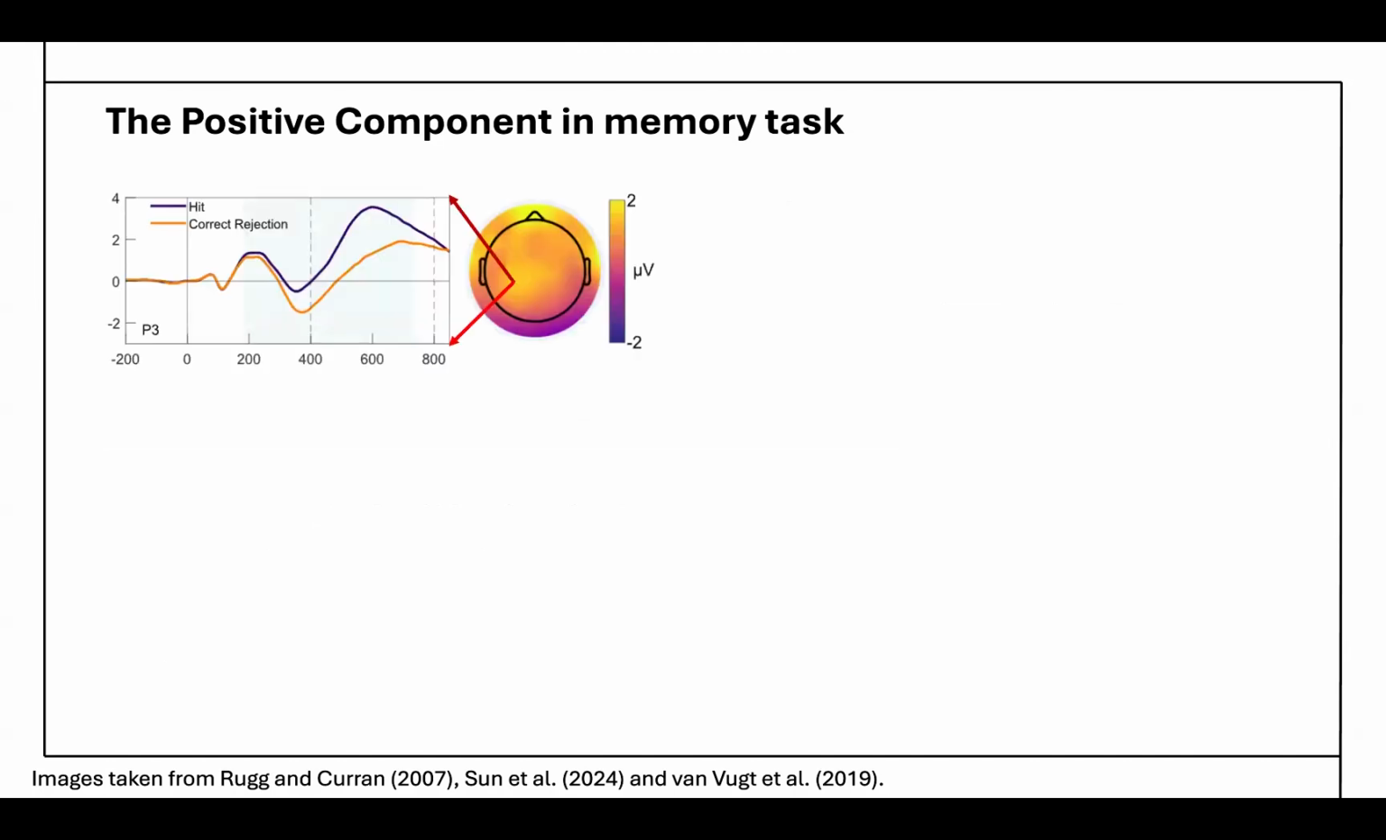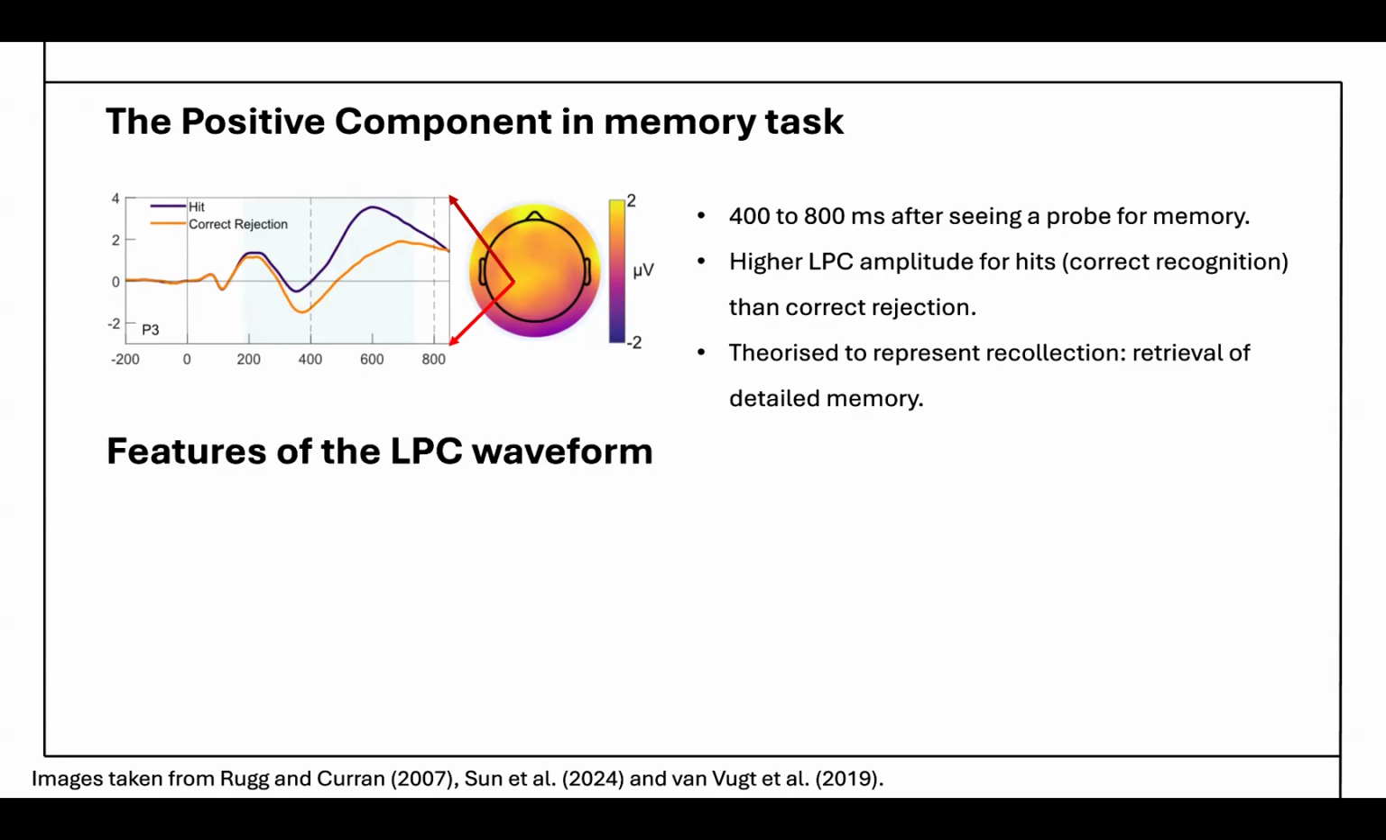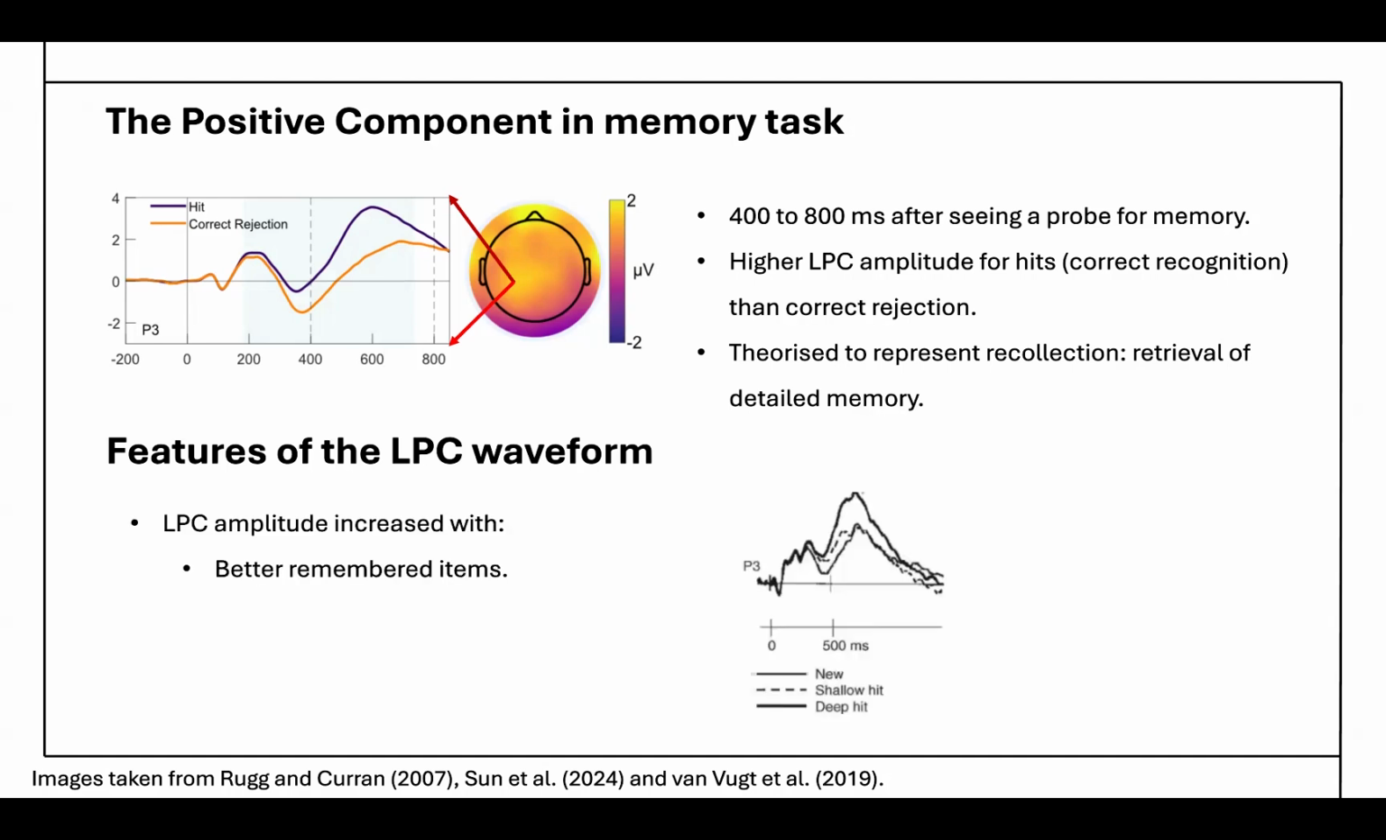An ERP component, which is named the late positive component, is consistently observed in this type of task. And as you can see, it usually appears 400 to 800 milliseconds after seeing a probe for testing your memory. And it also consistently showed a higher amplitude for hits, which is correct recognition of study items, compared to correct rejection. And this component has been theorized to represent recollection, which is a retrieval of detailed memory during the recognition phase.